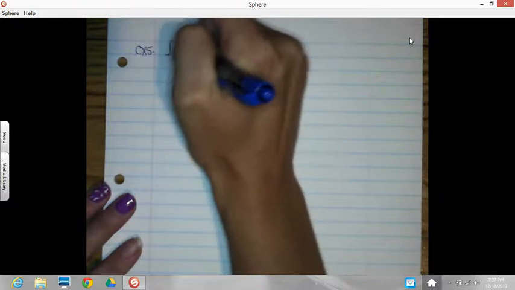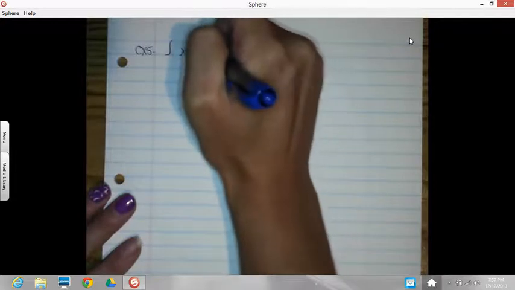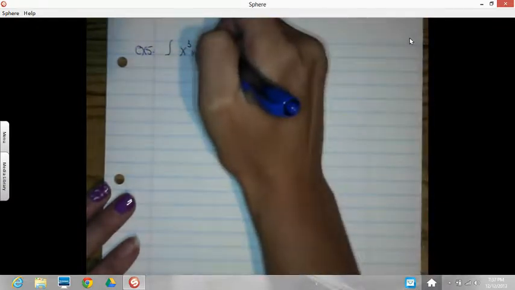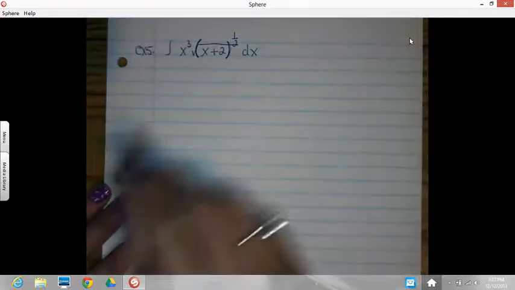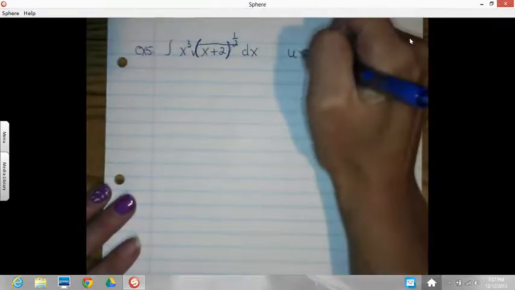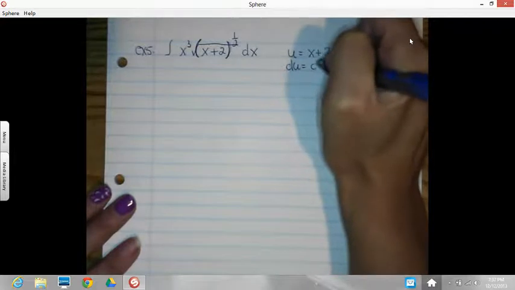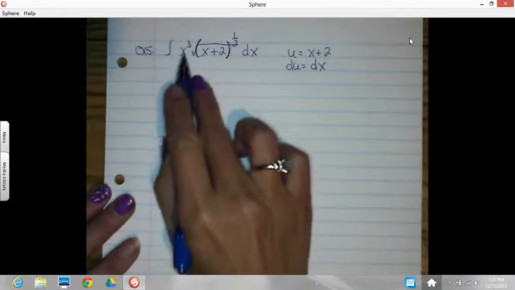Okay, number 5. Okay, we've got x cubed times the square root of x plus 2 dx. Okay, I'm going to rewrite this right now to the 1/2 power. So there's my inside. So u equals x plus 2. du equals dx. Okay, when I look back, I've got an extra x cubed term in here that's not accounted for over here, so that tells me I have to convert everything to u's.